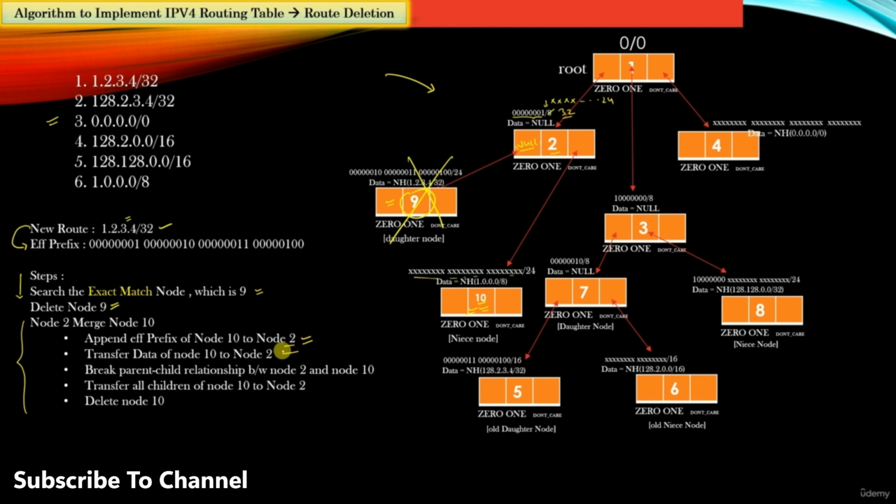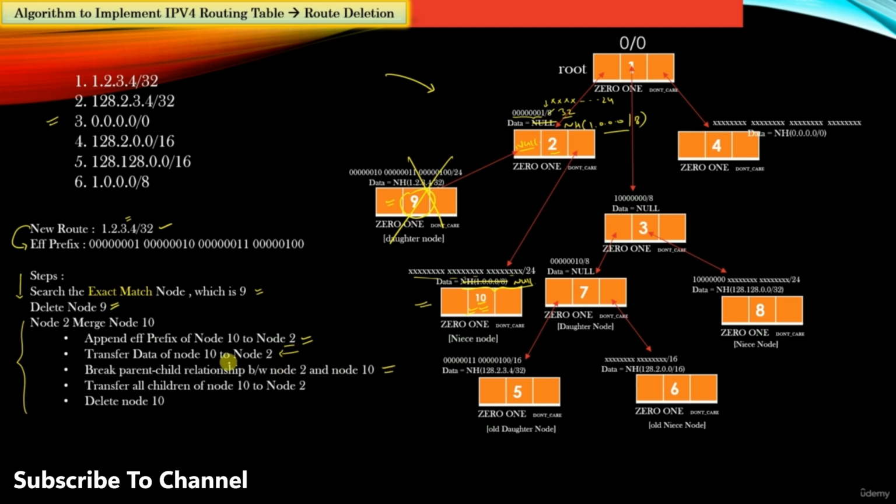Then the second step is to transfer the data of the node 10 to the node 2. Here the node 10 has the data which is the next hop 1.0.0.0/8, that is, a pointer to some object in memory which represents the next hop. So simply transfer this data to the parent, which is node 2. So the data part of the node 2 would become the next hop 1.0.0.0/8. That is, the next hop of the route 1.0.0.0/8 has been moved from the node 10 to the node 2.